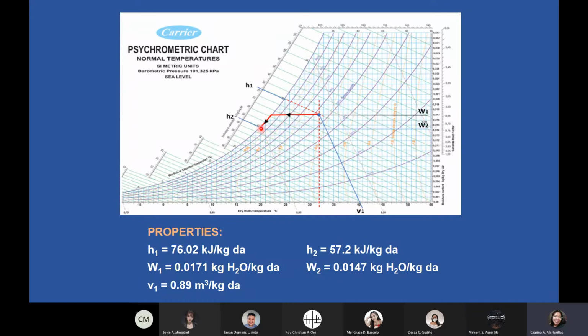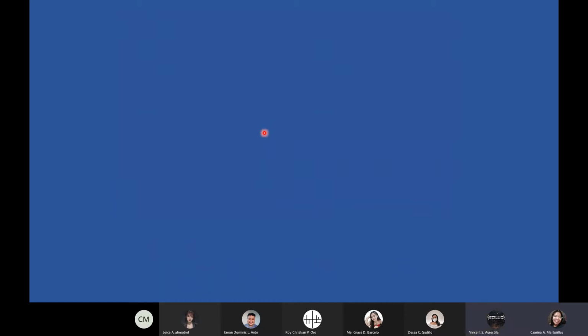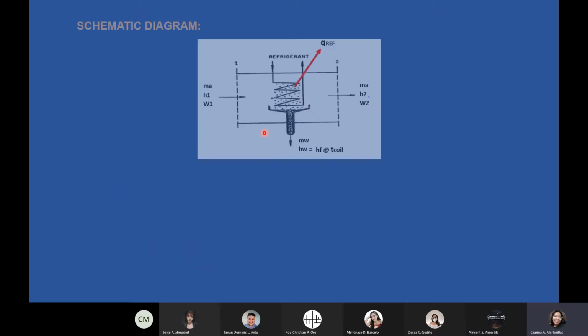And for the second condition of the air, again find the enthalpy and then the specific humidity of the air. Then we can already solve for the given. First, let us study the schematic diagram of the cooling and dehumidification process. We have here the cooling coil, and as air passes through the cooling coil, it creates condensate.